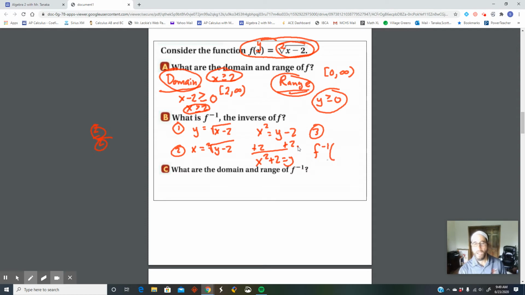So I write it so pretty. Okay, y equals x squared plus 2. And then look at this. This asks for the domain and range of y.